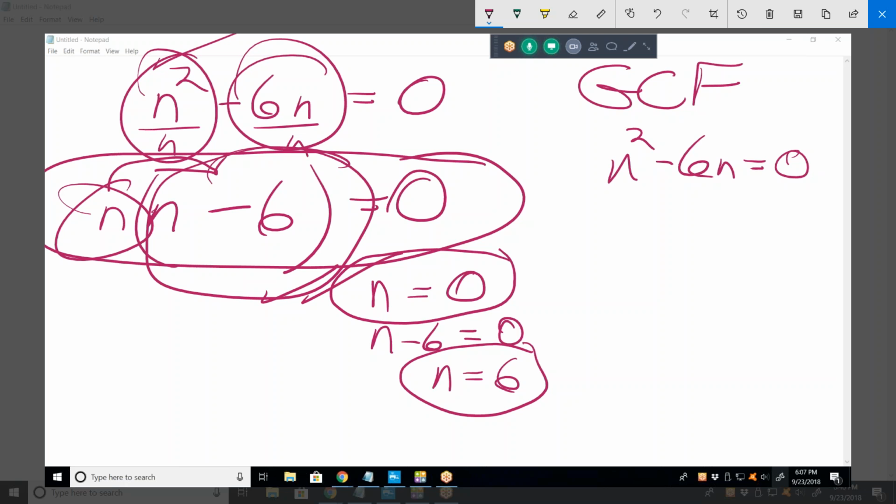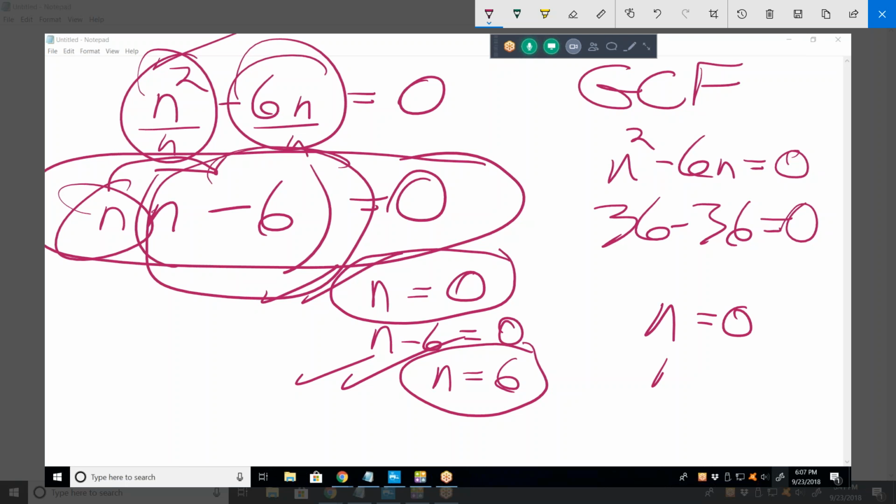How about n equals 6? Does that work? Brandon, substitute 6 for n. What do you get? What's 6 squared? 36 minus 36. So both of them work, as they usually will. So our solutions are n equals 0 and n equals 6.